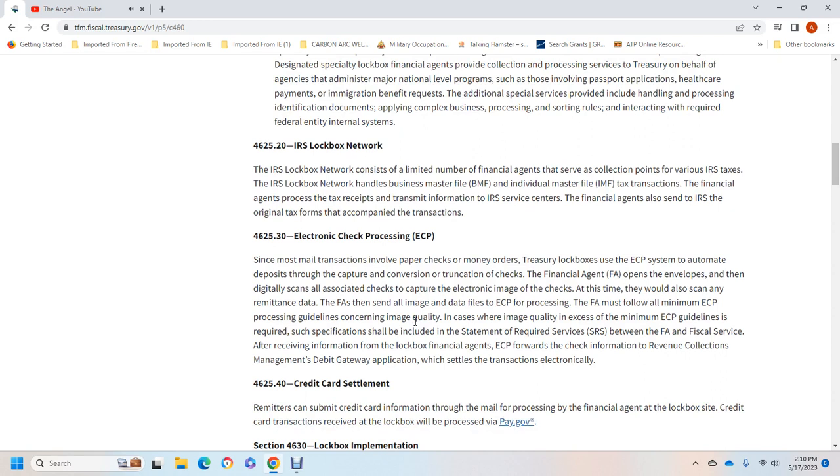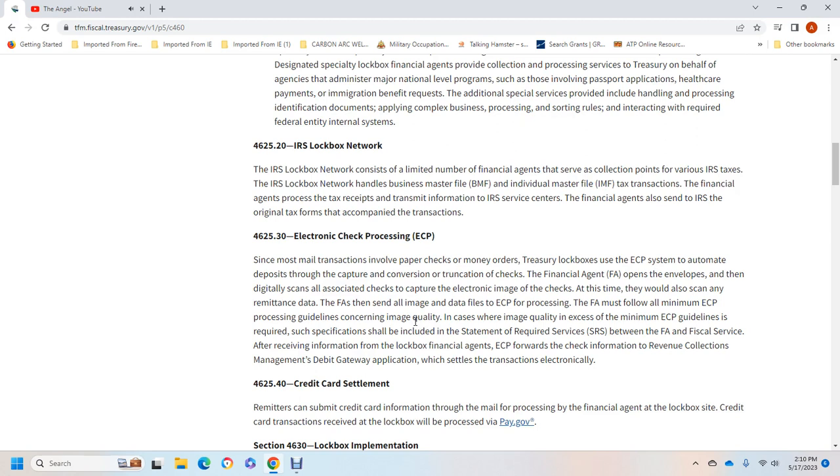Section 4625.30, Electronic check processing. Since most mail transactions involve paper checks, the Treasury lockbox uses the electronic check processing system, automated with deposit to capture the conversion, transit, and truncation of the check. The official financial agent opens the envelope and then digitally scans all associated checks to capture the electronic image of the checks. At this point, the remittance is scanned, and the financial agent sends all the image data.